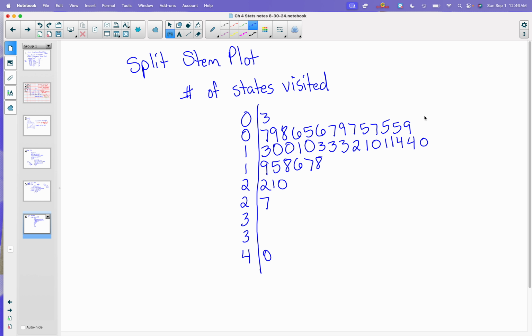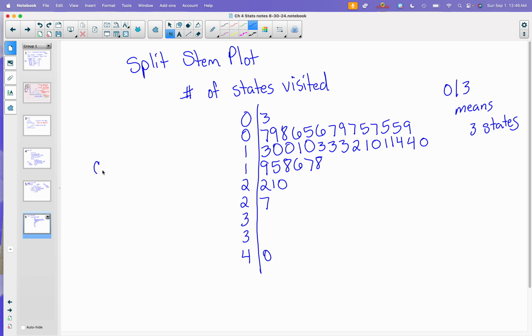So this is what I get when I'm done. These are our number of states visited. If we were going to describe this, actually I'm going to pause and put it in order, because it's going to be easier to describe the center. We would put this in order. You might have 0-3 means 3 states. But again, to be technically correct, I have such a large data set that I'm not going to do it right here. But you would put all the leaves in order.